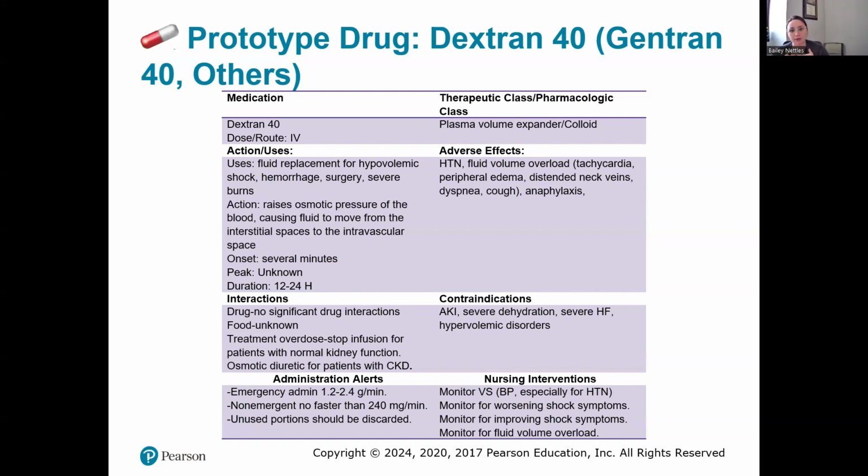I'm going to monitor vital signs, blood pressure especially, right? And tachycardia. I'm looking for those fluid volume overload symptoms. I'm looking for that hypertension, okay? I'm making sure that their shock symptoms are getting better, right? Or if they're getting worse, if I'm not going fast enough, if I'm going too fast, okay? And then obviously I'm looking for that fluid volume overload, okay?